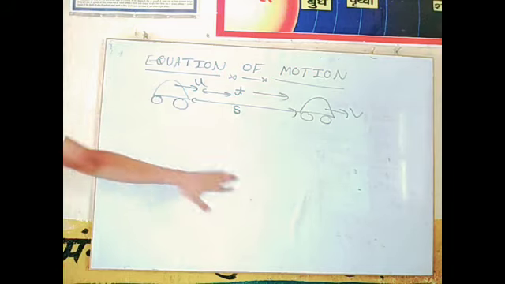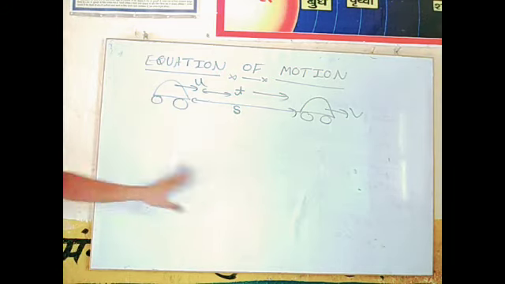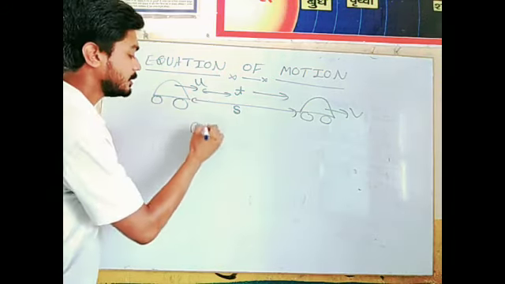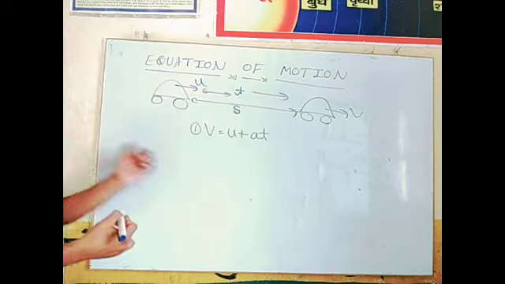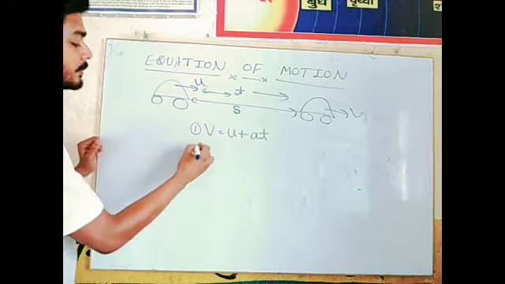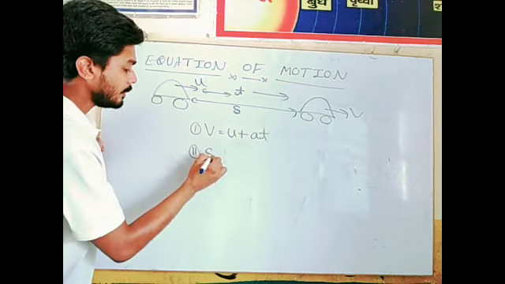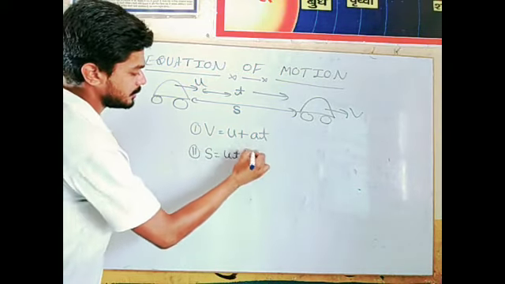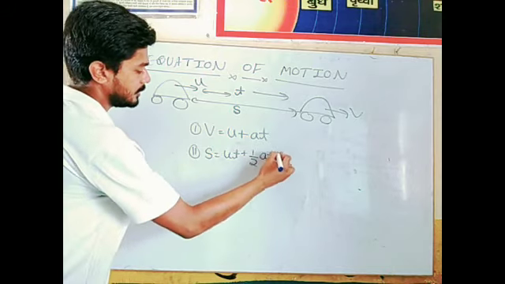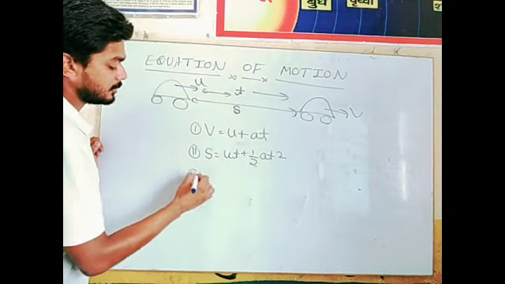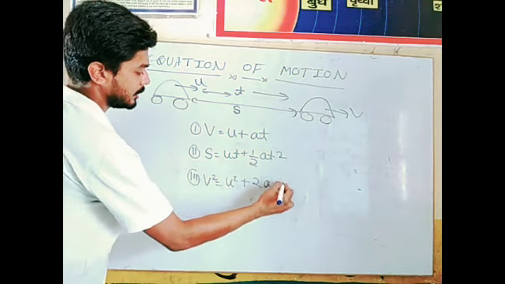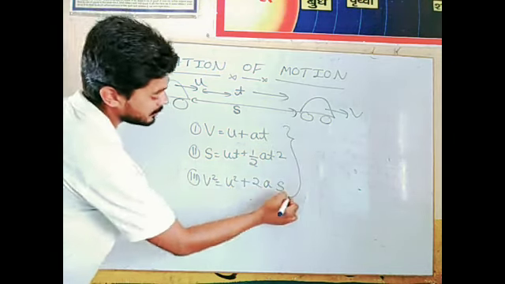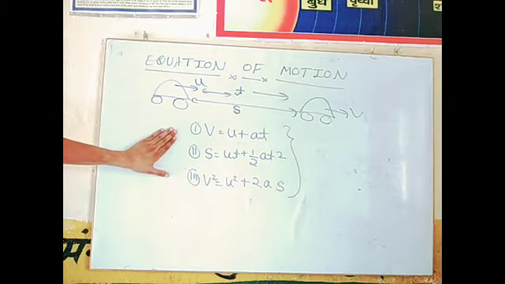Then you will use three equations of motion. Number one is v is equal to u plus at. Number two is s is equal to ut plus half at square. Number three is v square is equal to u square plus 2as. These are the three equations which we are going to use.